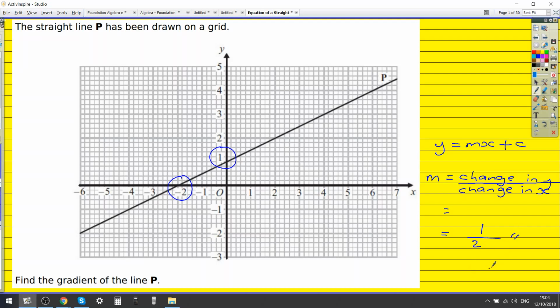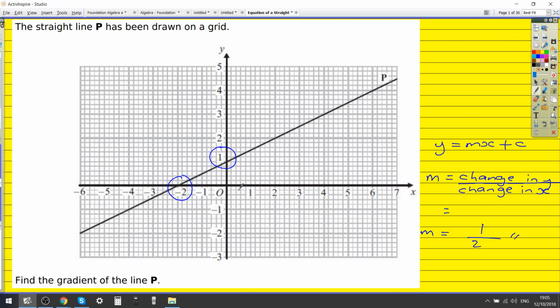So the gradient is a half. It's basically the change in y over the change in x. So for every 2 across in x, it is 1 up in y. So the gradient is a half. And what that means is for every 1 right, you go a half up. So 1 right, a half up, 1 right, a half up.